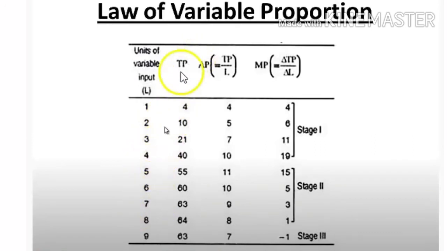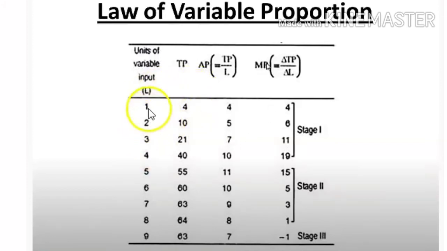So here we have the total output we had generated. It's just an assumption, so you can put your own values. We are not taking the fixed factor here because it is not contributing to this, so it is kept aside.